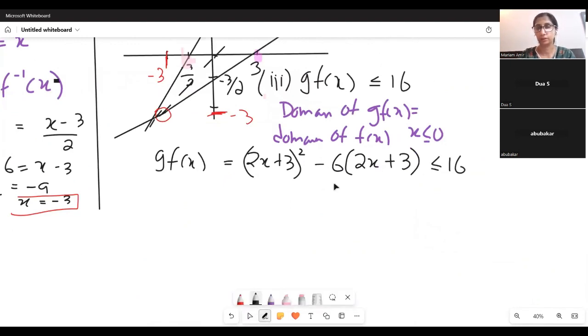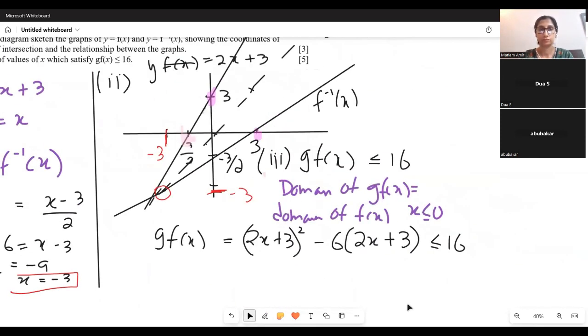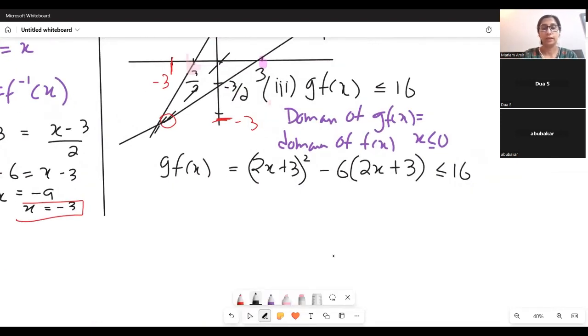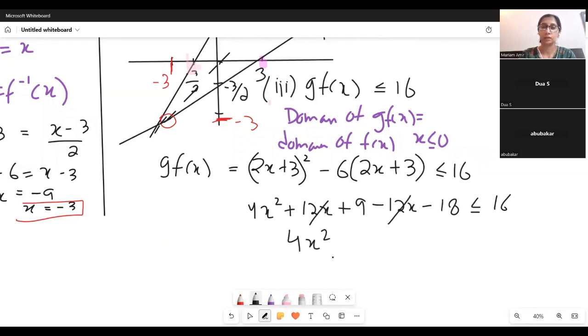So this is a 4x² quadratic. 7 will come. Less than or equal to... I am not sure, I'll have to solve it first. Okay, so it's going to be a square plus 2ab plus b square minus 12x minus 18 less than or equal to 16. This and this get cancelled. 4x² plus 9 minus 16 minus 18 is minus 25, less than or equal to 0.